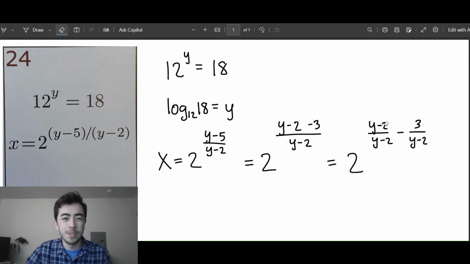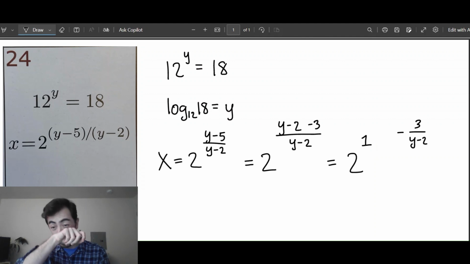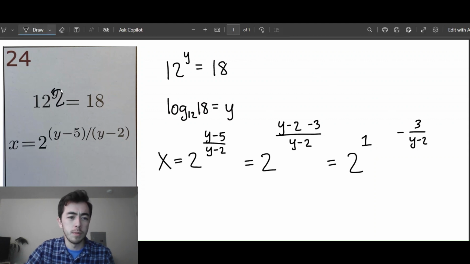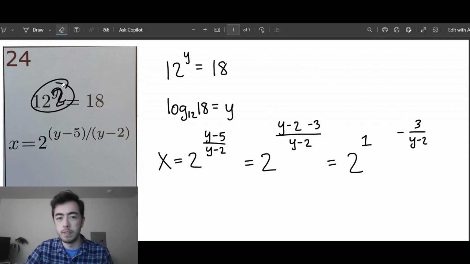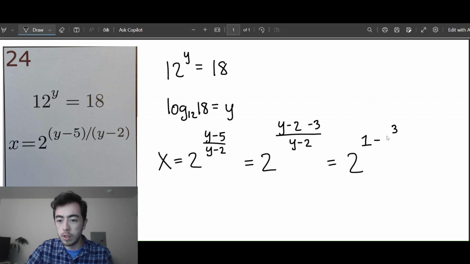And that y minus 2 over y minus 2 is just the number 1. Maybe I should be careful, because if y is equal to 2, then I'd actually be in some trouble here. But I also know that 12 squared is definitely not 18, so I'm not in any trouble. Okay, so that was a 1 minus 3 over y minus 2.